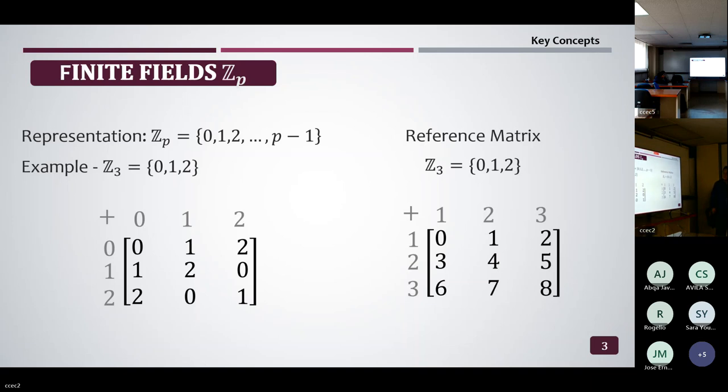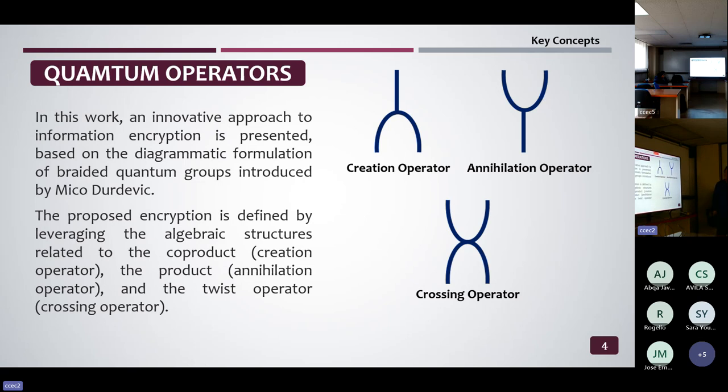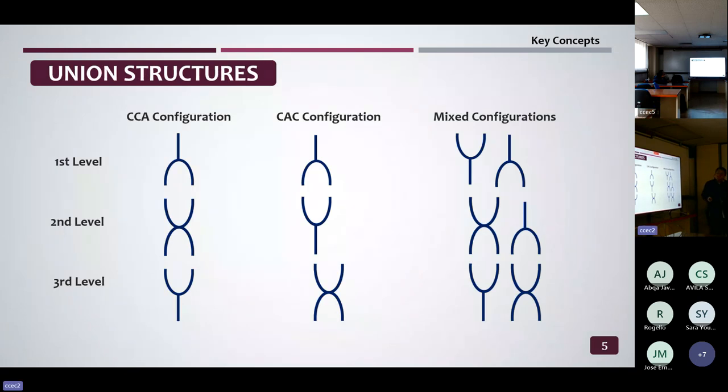In the next finite field Z_P with modulo 3. The quantum operation. This work is inspired by the diagrammatic formulation of braided quantum groups introduced by Marco Dubcevic. He defined the structure by coproduct, product, and twist operator, renamed in our work as creation operator, annihilation, and crossing operator. The visual form of the operator is to show the structures.